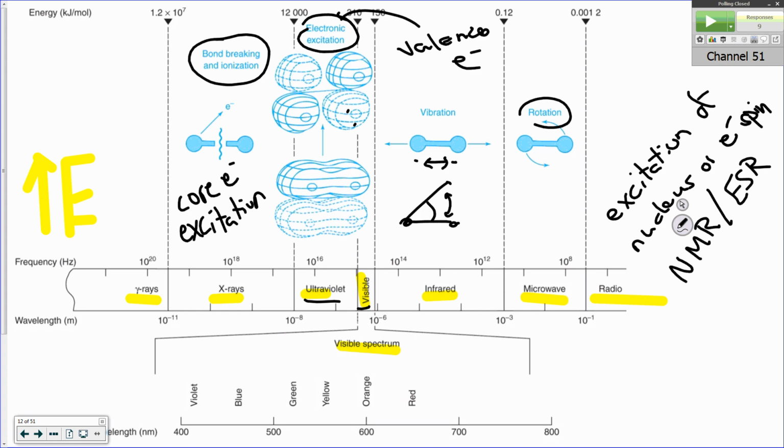And if you look at what's happening in gamma rays, you're changing the nucleus. So this is radioactive stuff. That's the stuff we don't want to be around.